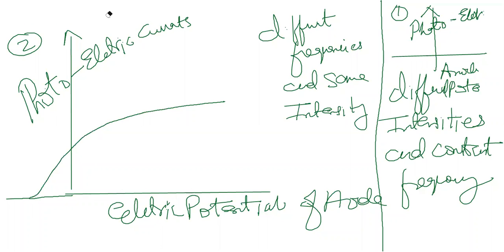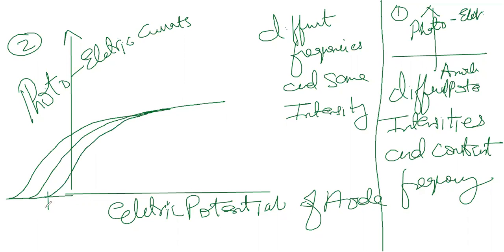All the lines will meet here. All the lines start from different frequencies, but they will all meet. Why do they meet? Because their intensity is the same. That is the reason they will all meet, even though they are different frequencies. That's why on the x-axis they are starting from different frequencies.